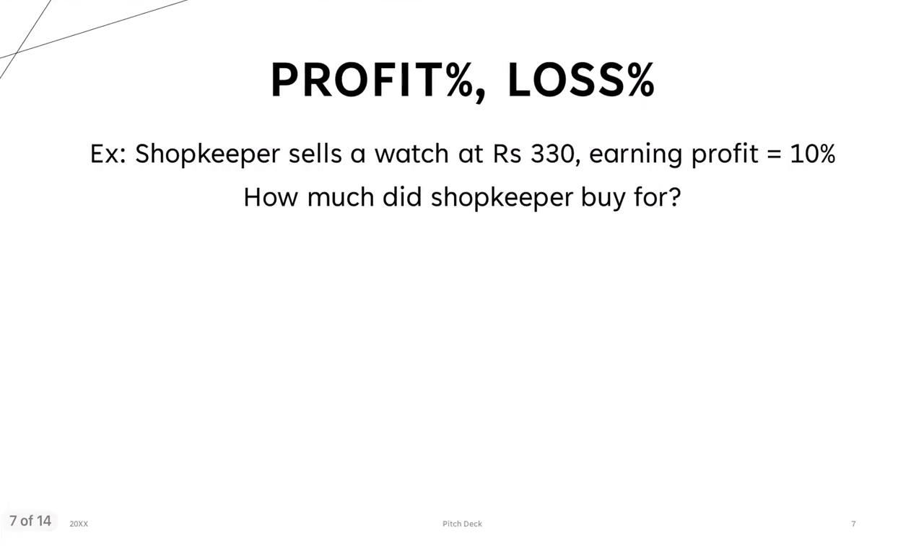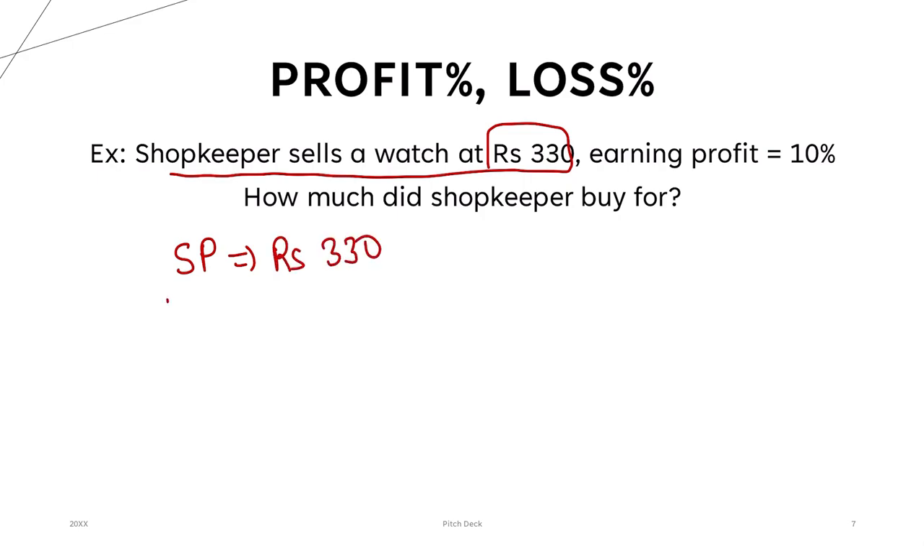Now, moving on. This is a question. If you want to pause the video, try it on your own. Then we start. The shopkeeper sells a watch at 330 rupees. What is this 330? It is the selling price for the shopkeeper. He made a profit of 10%. How much did the shopkeeper buy it for? That means, what was his cost price?